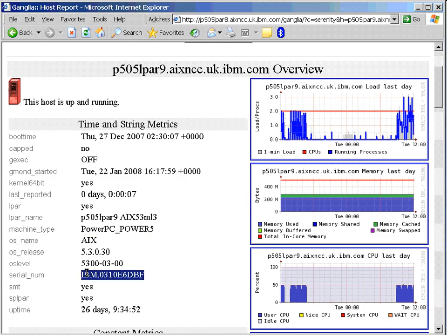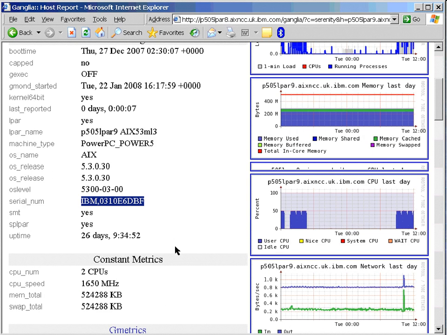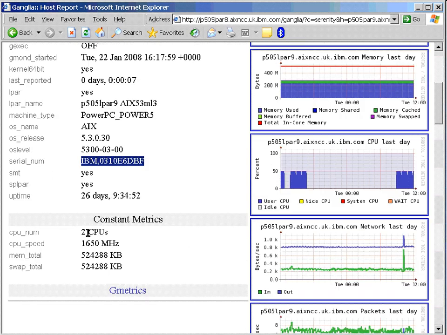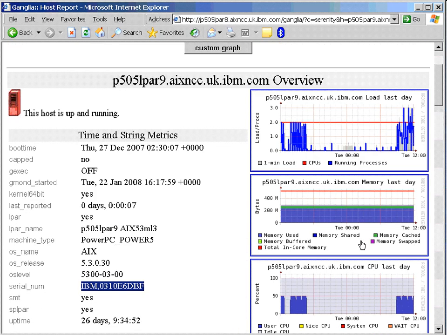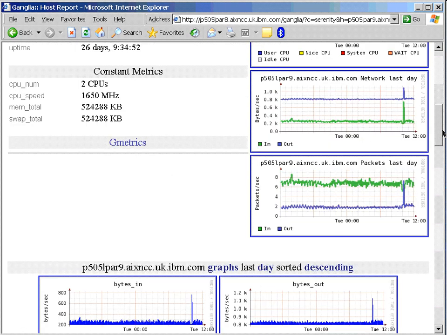This is actually the serial number of the machine, so if we needed to report problems, we've got that information already here. Down here we have that it knows about 2 CPUs. This is the virtual processor count, and they're running at 1.65 gigahertz, and this guy's got half a gigabyte of real memory and half a gigabyte of paging space. And we can see here the details of what's actually going on in this particular logical partition now. So we have the CPU details and the network details.